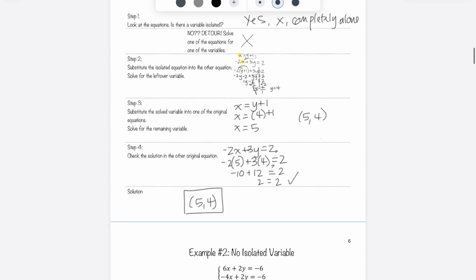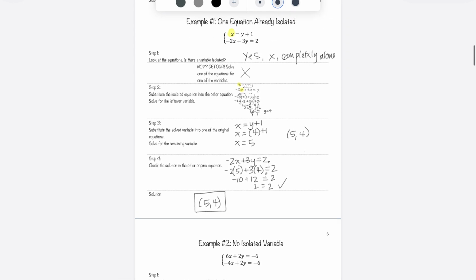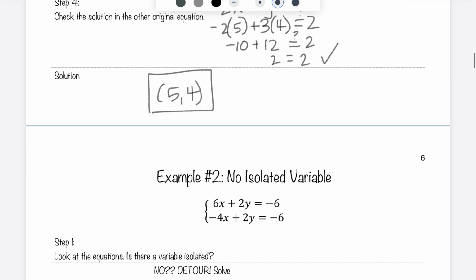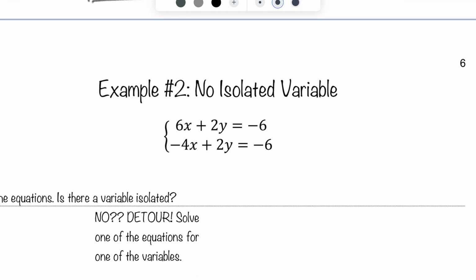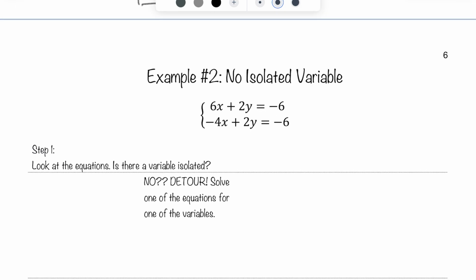So that's the case where one of the equations is already isolated. Let's look at what happens when we don't have an isolated variable. These sixes don't count. I don't care about those sixes. I care about my y's and my x's here. There is nothing that is isolated, nothing that is on one side of the equal sign completely. So this is a no. That means I'm going to have to solve one of these equations for a variable.